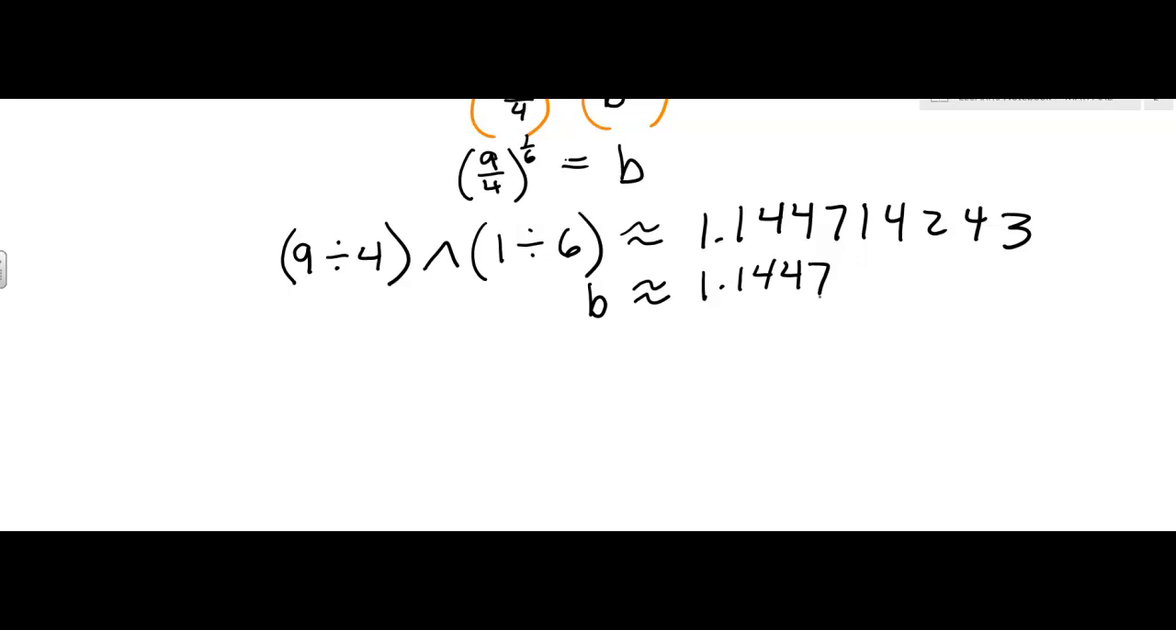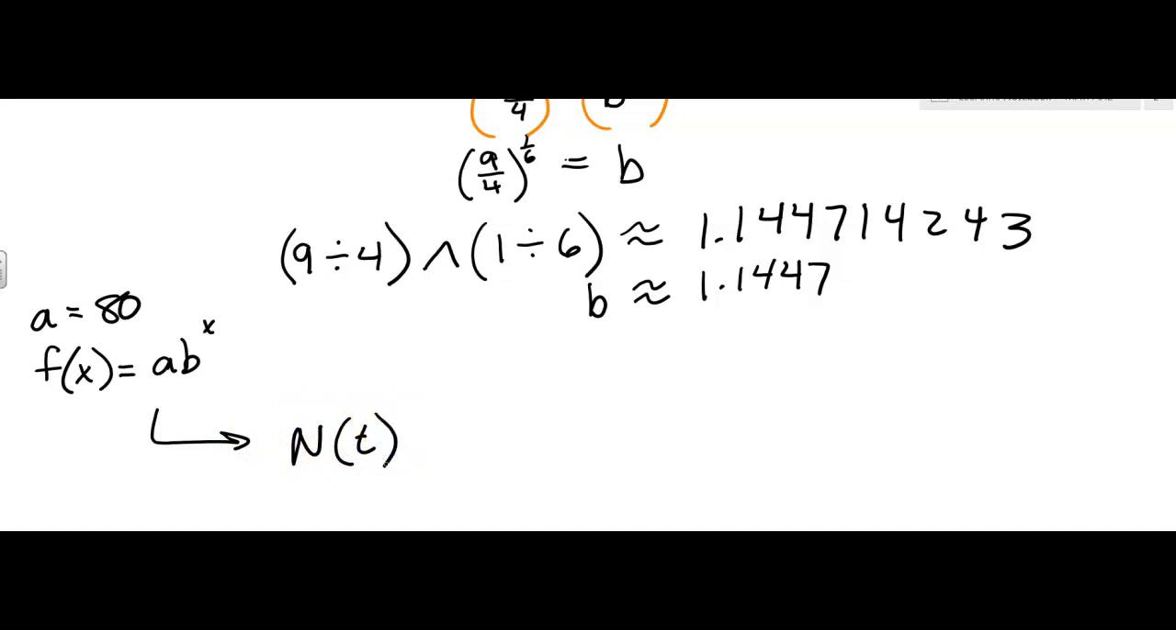Okay, so now we found b. We know a. a was 80, so you might remember that from what we did previously. Now we need to write the actual function. So I'll rewrite the model that we have, a b to the x, but our model is going to look like this. N of t, where N of t represents the population of deer, and it's going to equal 80. The b is 1.1447 to the power of t. So that would be our function.